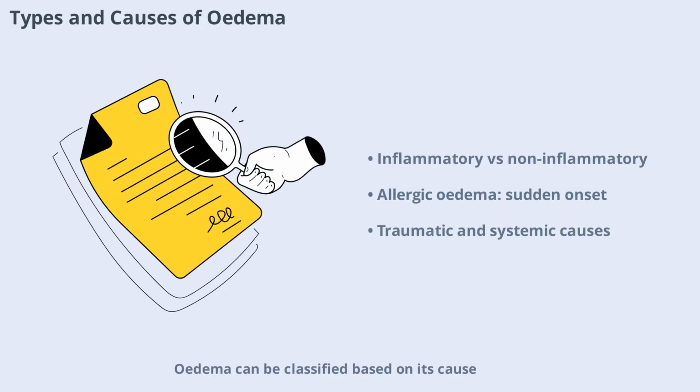Oedema can be classified based on its cause. Inflammatory edema is linked to infections or irritants, while non-inflammatory edema includes angioneurotic or allergic edema, which often appears suddenly and may affect only one eyelid. Traumatic edema can result from insect bites or injuries, and systemic edema is associated with conditions like kidney or heart disease. Each type has distinct features and requires specific management strategies. Identifying the type of edema helps guide appropriate treatment.